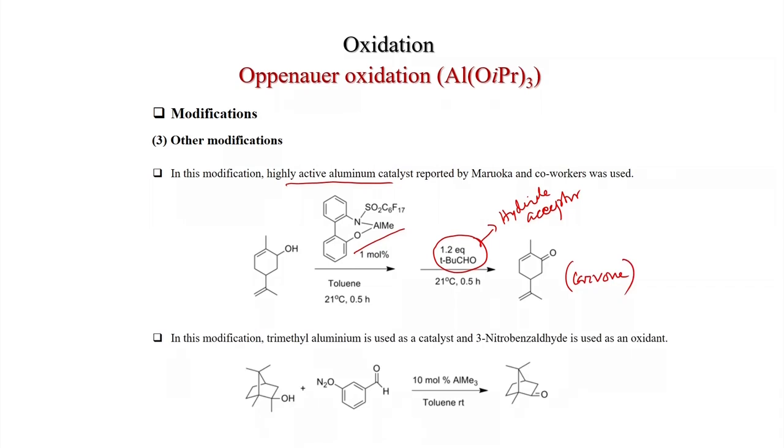In this modification, trimethyl aluminum is used as a catalyst and 4-nitrobenzaldehyde is used as an oxidant. So, here 4-nitrobenzaldehyde is an oxidant or hydride acceptor, and under this condition with trimethyl aluminum 10 mole%, this alcohol is getting oxidized to the ketone. So, this will be hydrogen. So, this secondary alcohol is getting oxidized to the carbonyl compound.